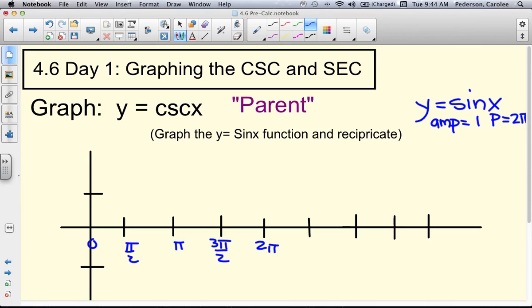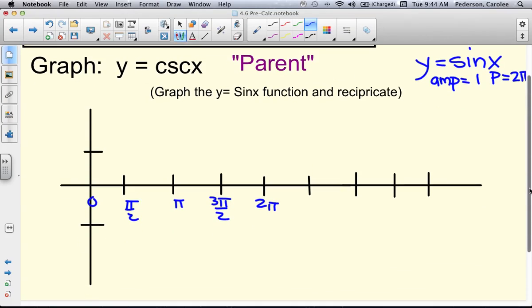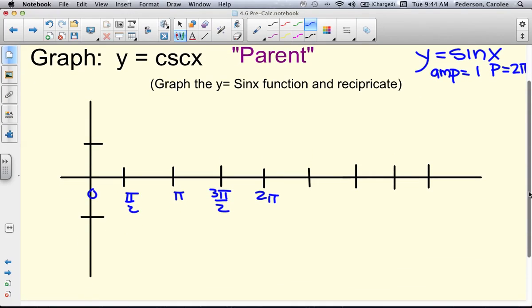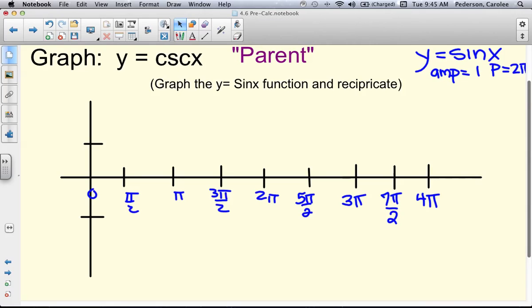I'm going to purposefully go another revolution in my sine function, so you can get a little bit bigger picture of what the cosecant function looks like. So I'm going to add on another revolution of 2 pi. So when I add another 2 pi, I finish at 4 pi. Halfway between 4 pi and 2 pi is 3 pi. Halfway is 5 pi over 2 and 7 pi over 2. So I'm going to make 2 revolutions.